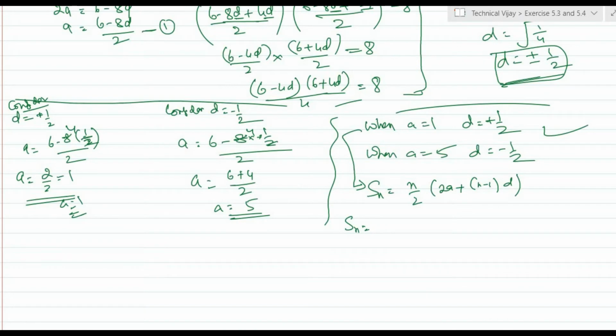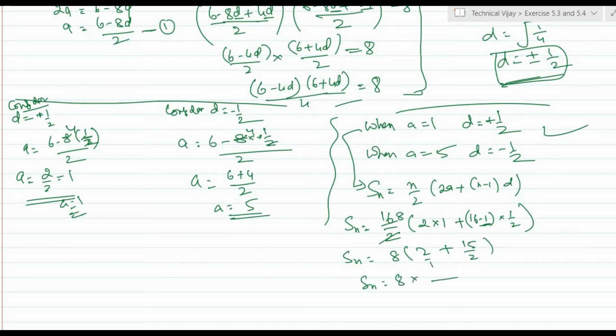So Sn is equal to 16 divided by 2, into (2 into a, that is 1, plus (16 minus 1) into d, that is plus 1 by 2). Okay, so Sn is equal to 8 into (2 plus 15 by 2). So LCM 2: 8 into (4 plus 15) by 2, so Sn is equal to 4 into 19. So Sn is equal to 76. This is one.